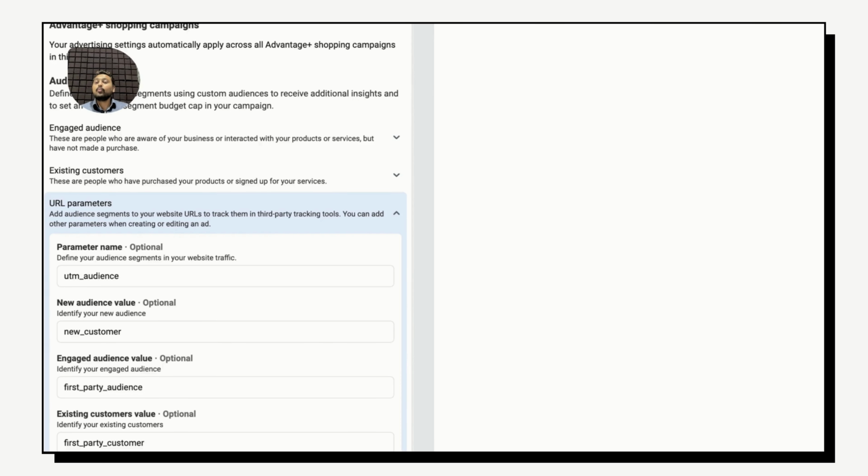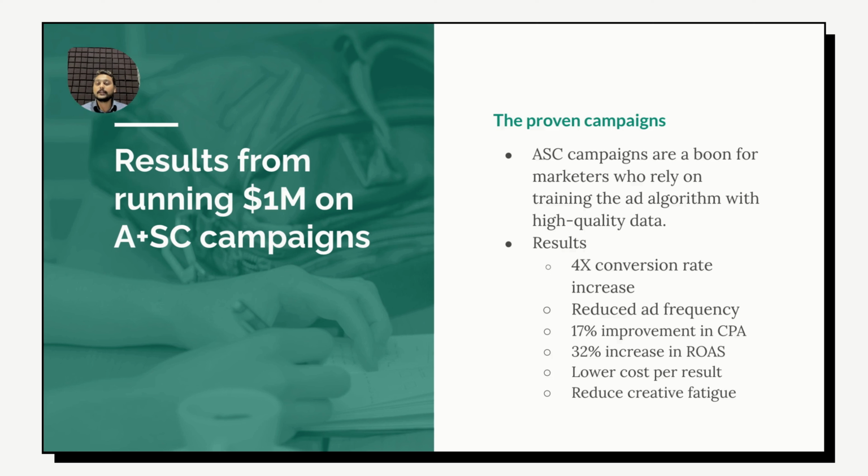Now when you follow all of these best practices, the results that you're going to see are based on the experience of marketers who have spent $1 million on advantage shopping campaigns. They have told us that ASC campaigns are a boon because they completely make our job easy, relying completely on the high quality good data that we give. The results they have seen is a 4x conversion rate increase compared to the regular business as usual campaigns.